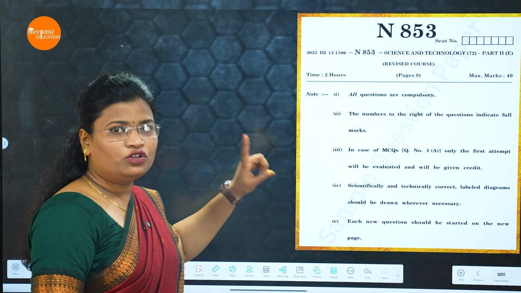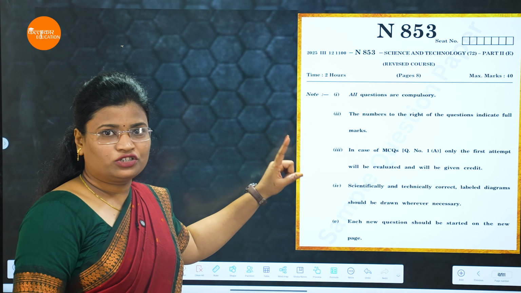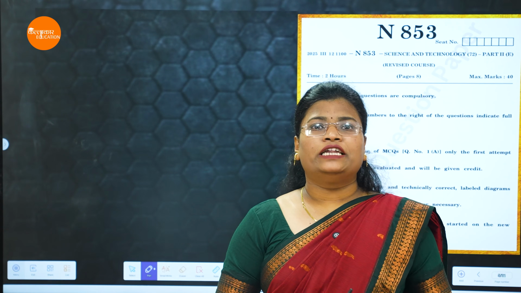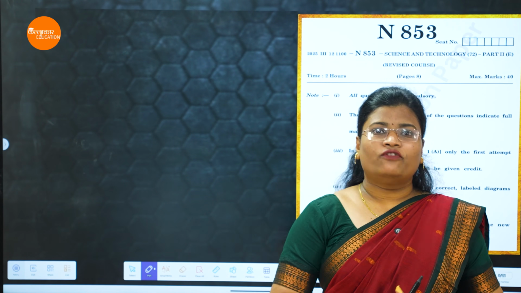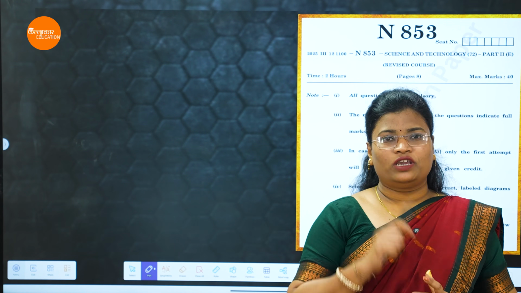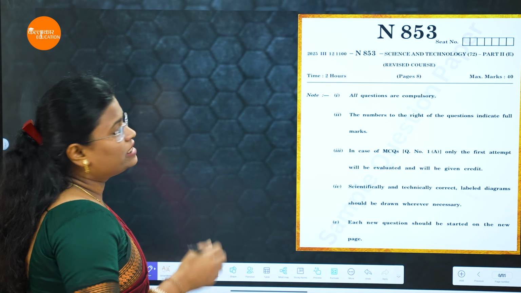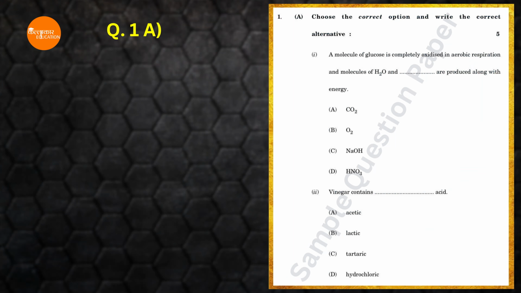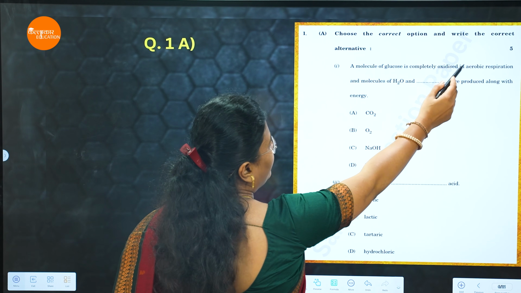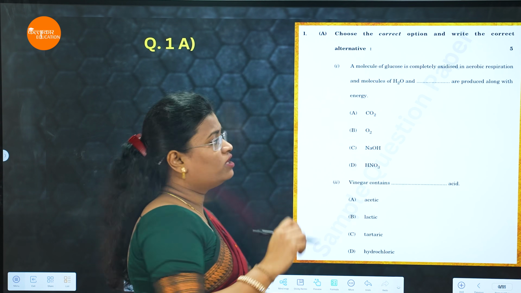In that, first of all, you have to read all the instructions carefully. Question number 1 contains 2 sub-questions. In 1A, 5 multiple choice questions will be there, each carrying 1 mark, based on textual matter. So let's see how the questions will be. First, choose the correct option and write the correct alternative. Let's see the first question.